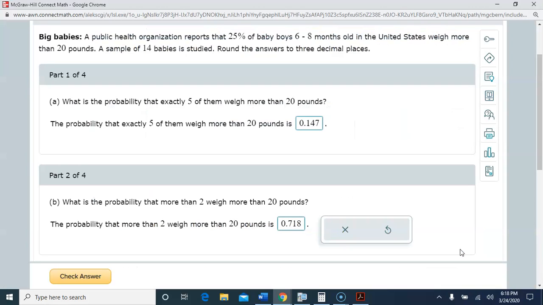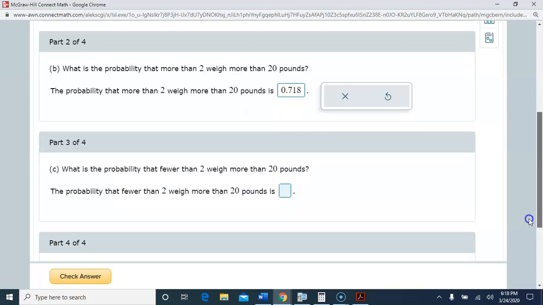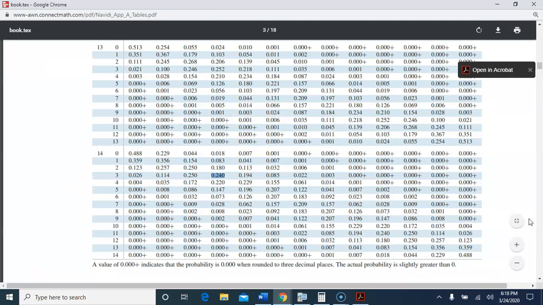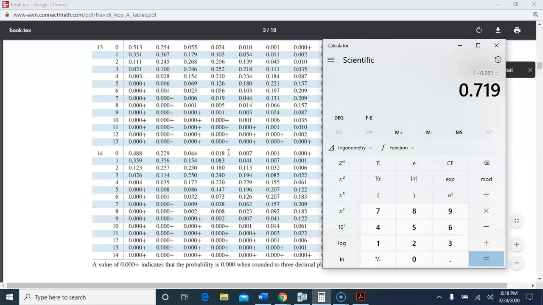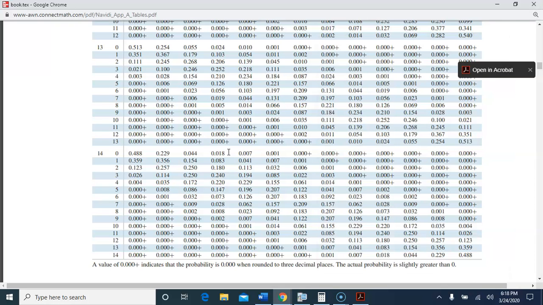Okay, the next part of this question says, what's the probability that fewer than 2 weigh more than 20 pounds? Fewer than 2 means either 0 of them or 1 of them, which is only this probability here and this probability there. Fewer than 2 means we've had 0 successes or we've had 1 success. So now I just want to add together the 0.018 and the 0.083. So that's going to be 0.101.